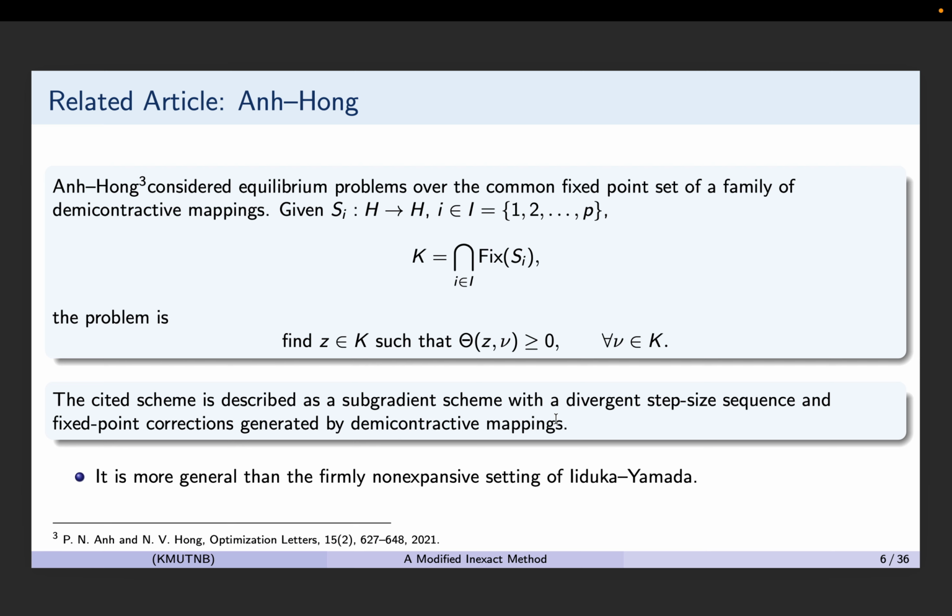And also we now consider a more generalized problem, in the sense that the feasible set K is the common fixed point set of some S_i, which are a family of demicontractive mappings.